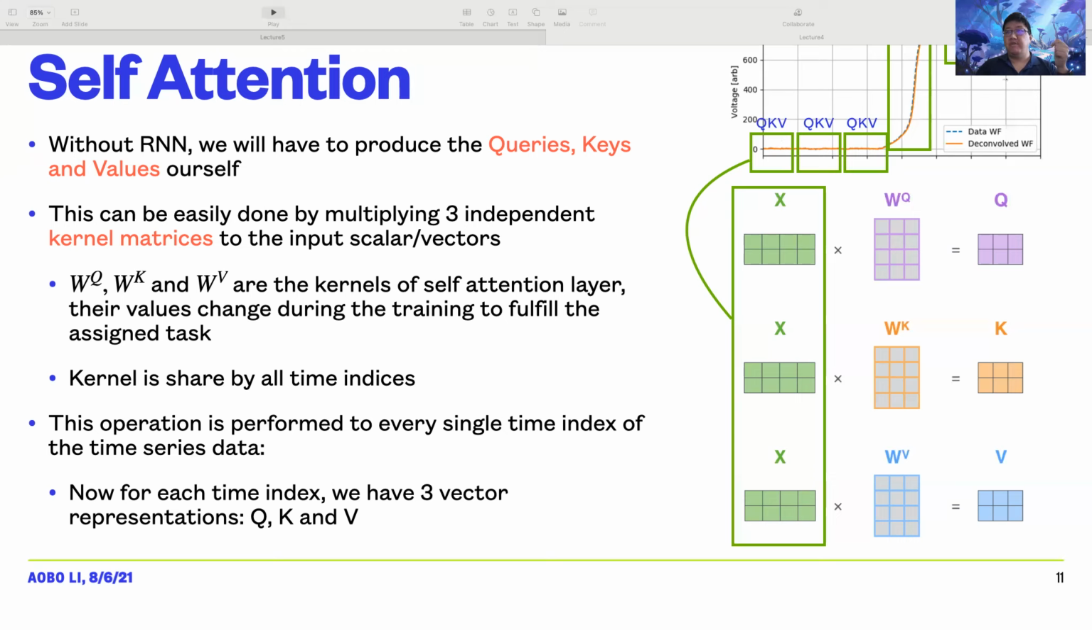For example, in this waveform we have 7 time indices. So we will have 21 vectors, which is 7 groups of queries, keys, and values. This operation, again, as I mentioned, is performed on every single time index. And now for each index, we have the 3 representations Q, K, and V.